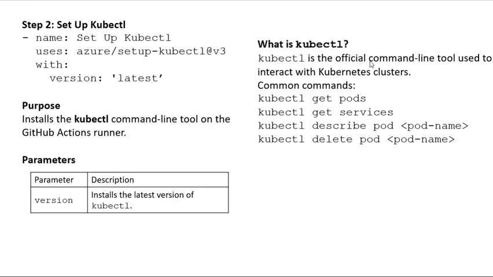Kubectl is the official command line tool used to interact with Kubernetes clusters. Common commands are kubectl get pods, kubectl get service, kubectl describe pod followed by the pod name, and kubectl delete pod, where the pod name has to be given.